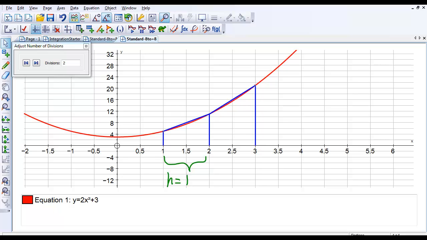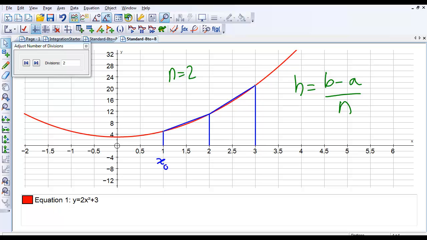Well, the integral is between 3 and 1. We'll call this position A. This one can be B. How many trapeziums have we got? That can be n, which is 2 in this case, we've got 2 trapeziums. So if you want to work out the height, it is equal to the difference between them: B take away A, divided by how many trapeziums you want.